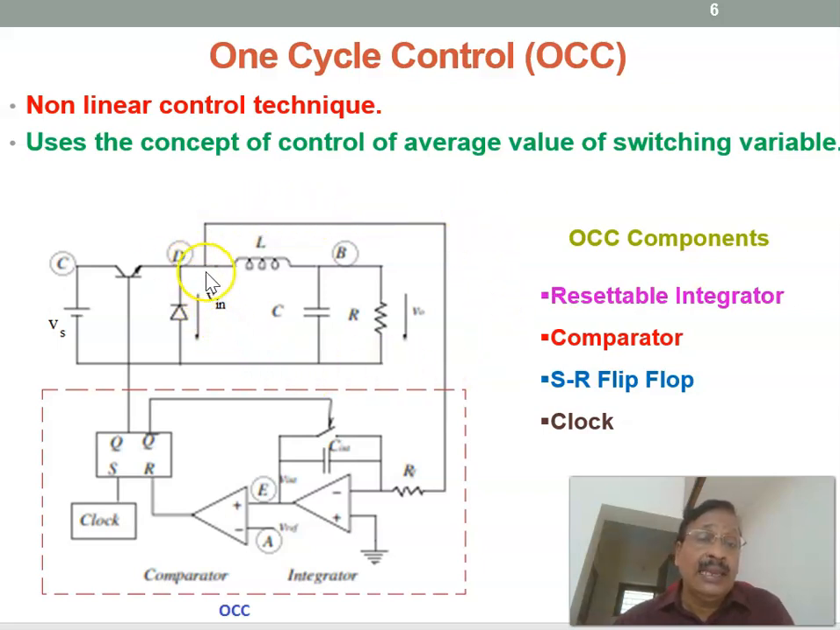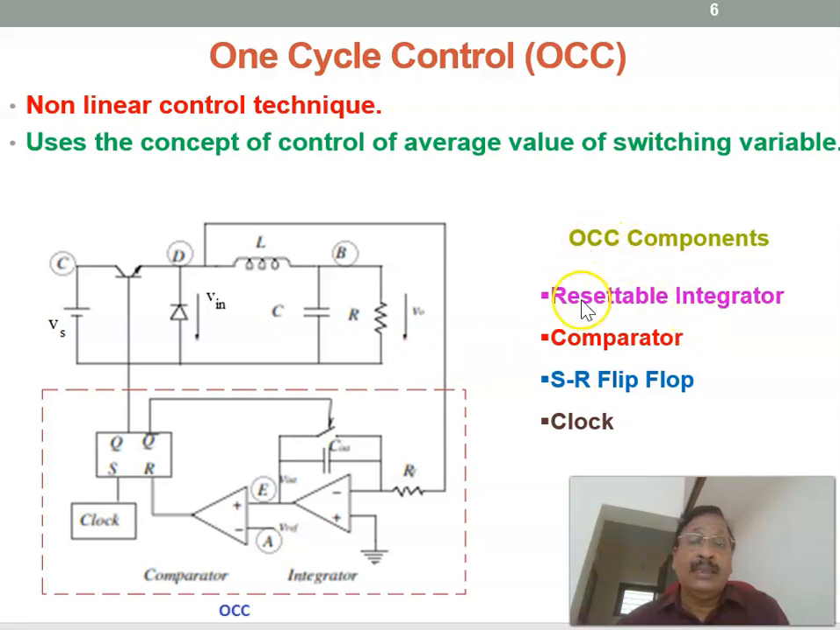Then this is passed through a low pass filter. The purpose is to extract the average voltage, or the DC component, which will be available at the output. Therefore, the LC filter is a low pass filter that extracts the average voltage across it. So, with the concept of control of the average value of the switching variable, the one cycle control technique can be used here. Basically, in one cycle control, the output voltage gets controlled within one cycle and reaches the reference voltage.